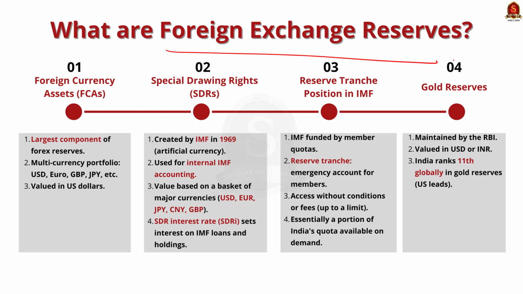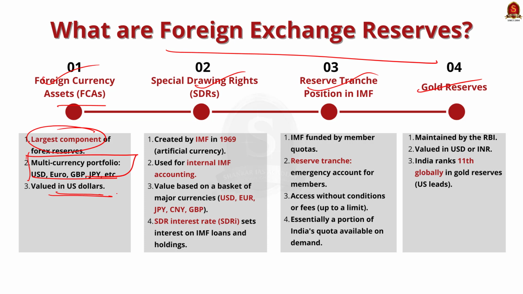Know that the foreign exchange reserve consists of foreign currency assets, gold reserve, special drawing rights in IMF, and reserve tranche position in the IMF. If you look at the total composition of forex, the foreign currency assets, that is FCA, constitute the largest portion. FCA are maintained as a multi-currency portfolio which comprises major currencies such as US dollars, euro, pound sterling, Japanese yen, etc. All these currencies are valued in terms of US dollars.